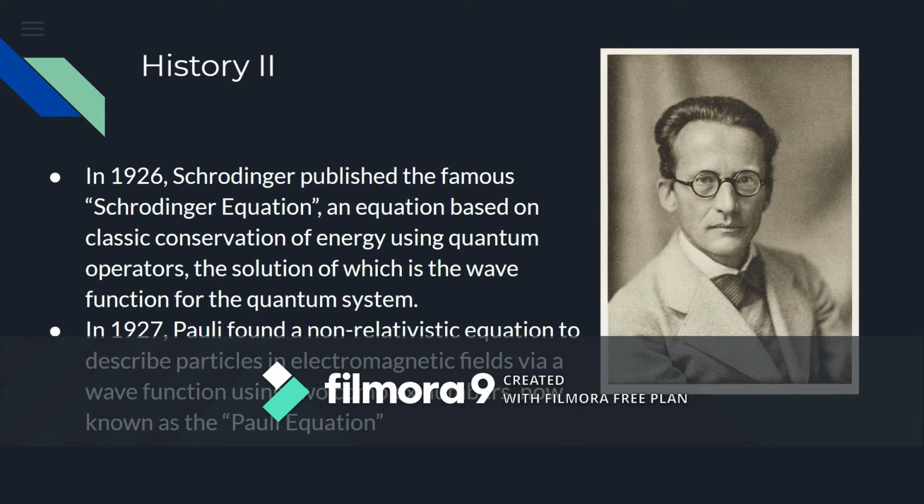In 1926, Schrödinger published the famous Schrödinger equation, an equation based on classic conservation of energy using quantum operators, the solution of which is the wave function for the quantum system. In 1927, Pauli found a non-relativistic equation to describe particles and electromagnetic fields via a wave function using two complex numbers, now known as the Pauli equation.